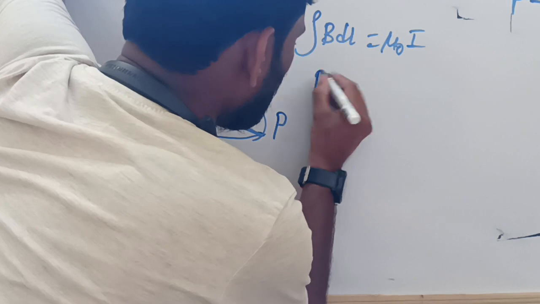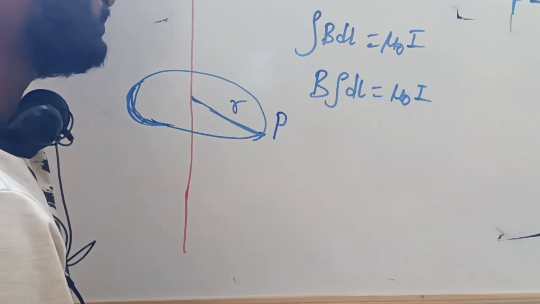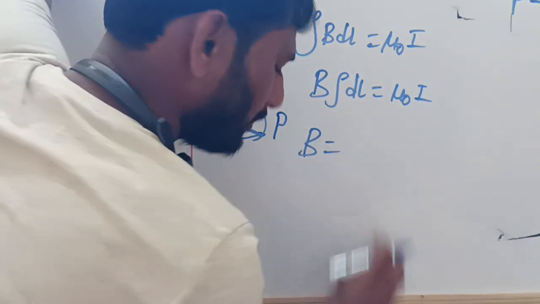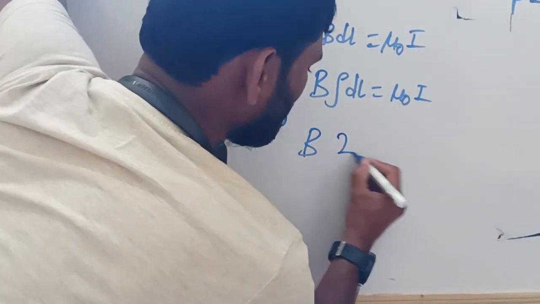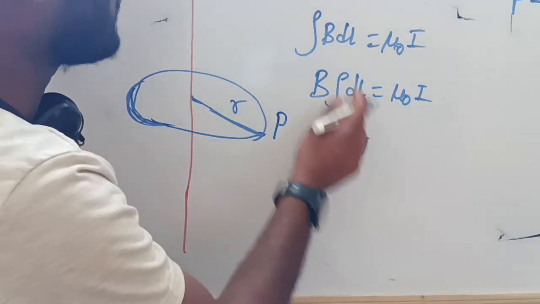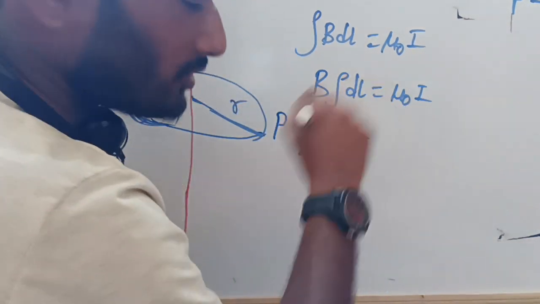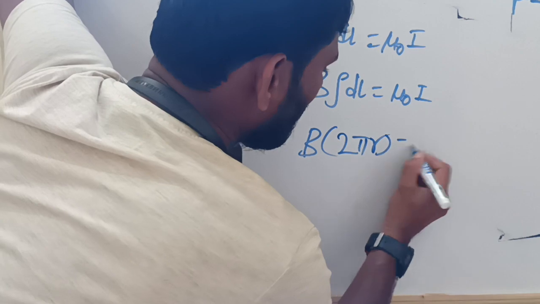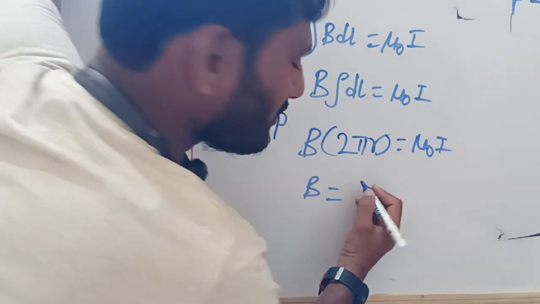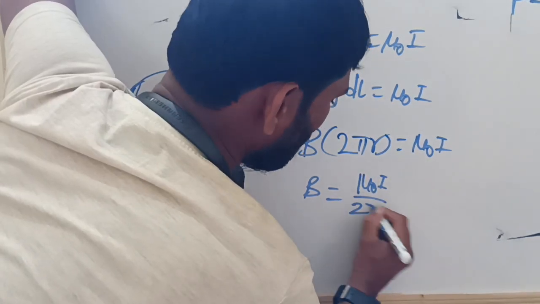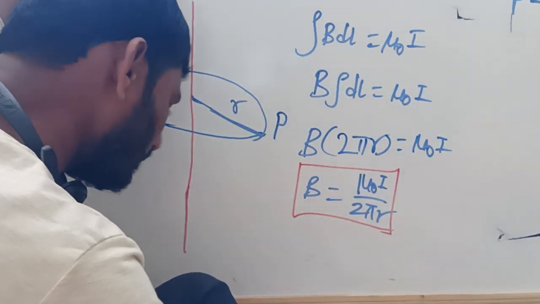Now B into dl is equal to mu naught times I. What is this dl? The Amperian loop is a circular loop. Integrating dl gives the length, and the length of one circle is 2 pi r, the circumference of the circle. So B into 2 pi r is equal to mu naught times I. Very simple derivation. Now send 2 pi r to the RHS. B becomes mu naught times I divided by 2 pi r. This is the expression for the magnetic field due to a long straight current-carrying conductor.